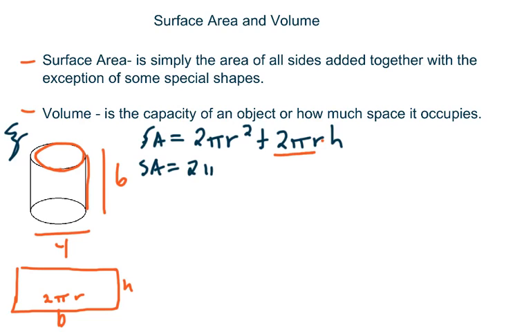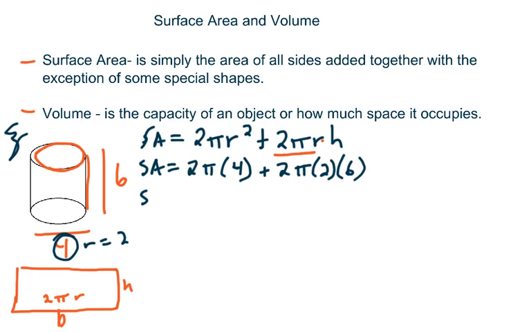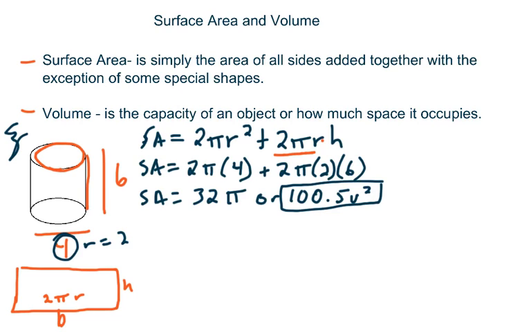So we go 2 times pi. The radius would equal 2, because this is a diameter. So 2 squared is 4, plus 2 pi times the radius, 2, times the height, 6. You throw all that into your calculator exactly as it is, you can end up with an answer of 32 pi. I'll put that down, 32 pi units squared, which would be totally okay by me. Or pump that in, 100.5 units squared. So there is how difficult surface area of a cylinder is.